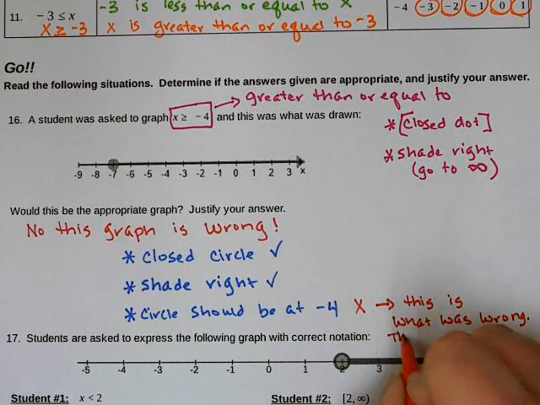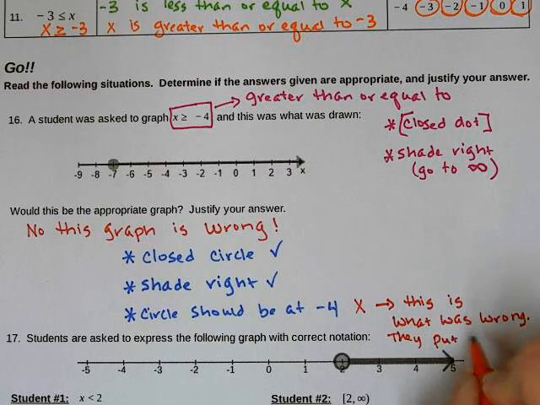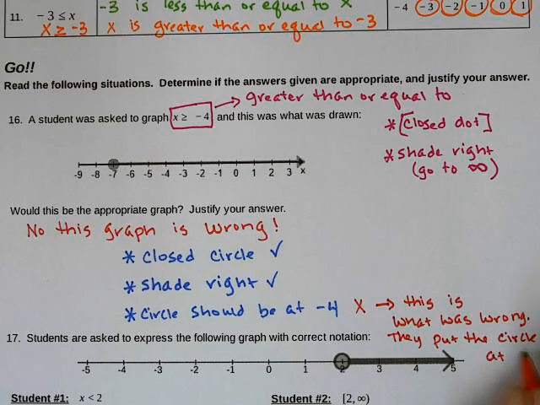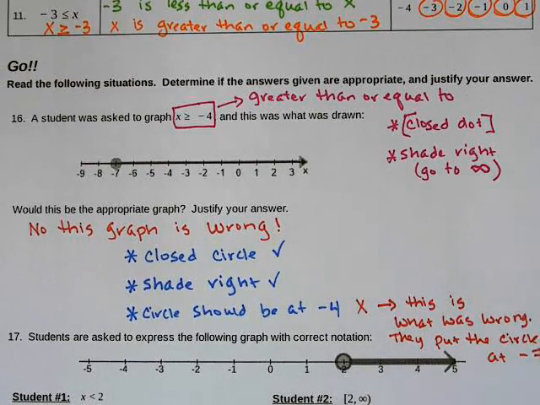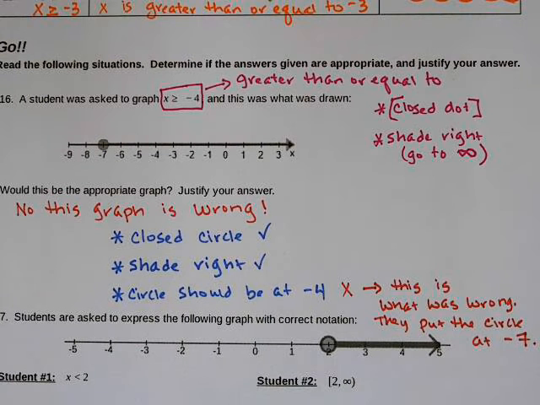They put the dot, or the circle, at -7 instead. And that's what the problem was. So those are going to be the three things that I'm always looking for in your justifications. Did you talk to me about the open or closed circle? Is it shaded the correct way? And where is the placement of that circle?